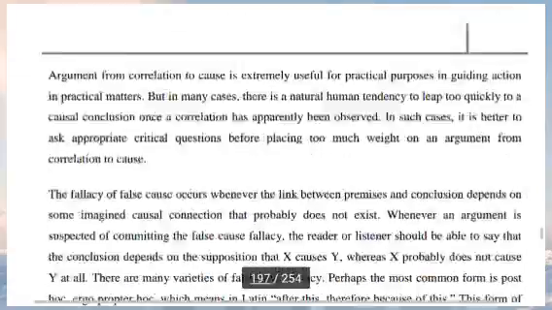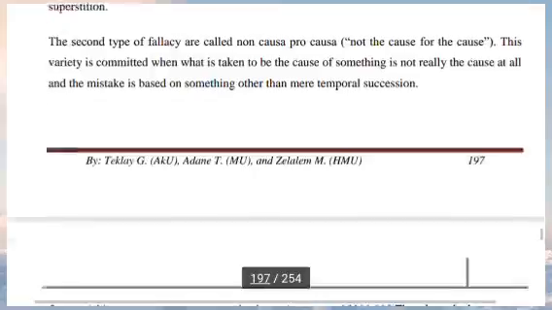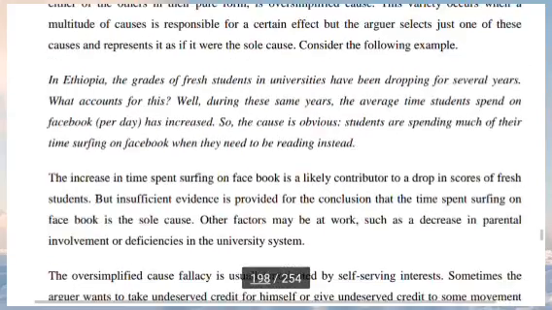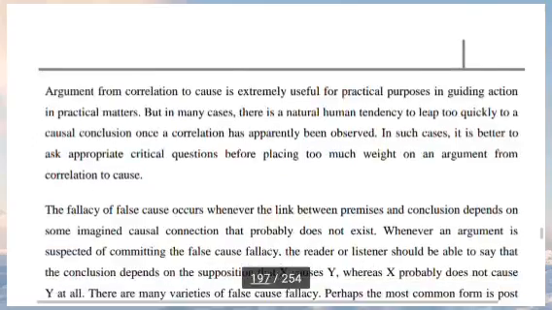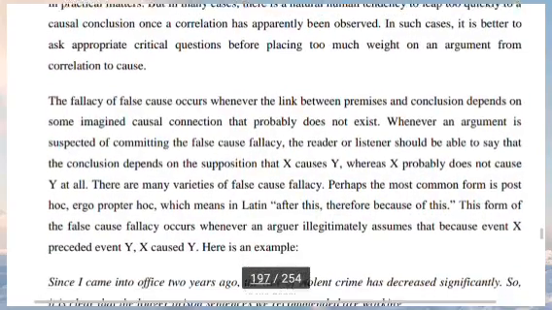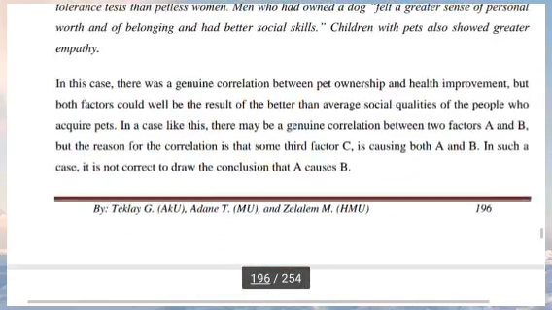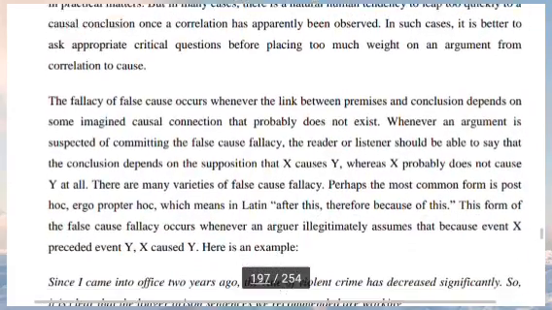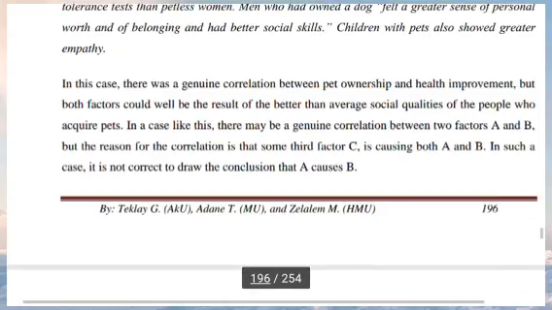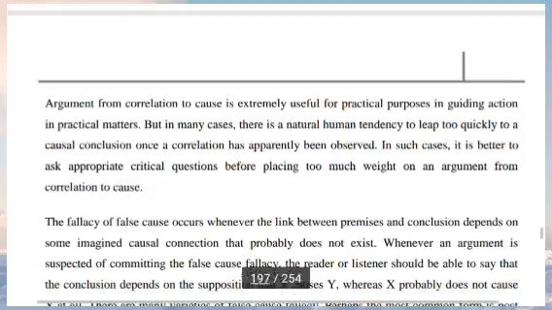So it's known as hasty generalization, which is the inverse of accident. And the 12th type is false cause fallacy. The fallacy of false cause occurs whenever the link between premises and conclusion depends on some imagined causal connection that probably does not exist. So it has three forms.